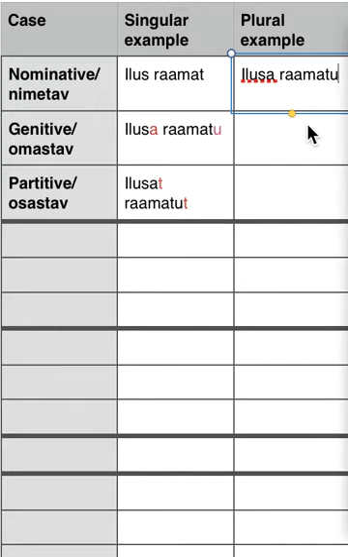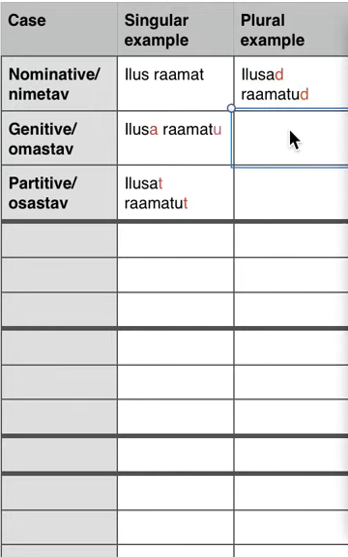What we're going to be needing to do is add the letter that comes in plural in Estonian, especially nominative, which is a D. In all of the words, it ends with a D. So, ilusad raamatud is the plural example of nominative. Let me just make these red so it can be differentiated. So, like so.